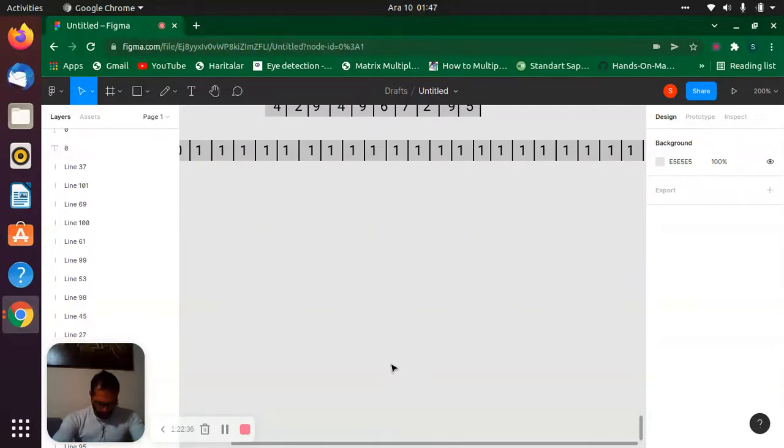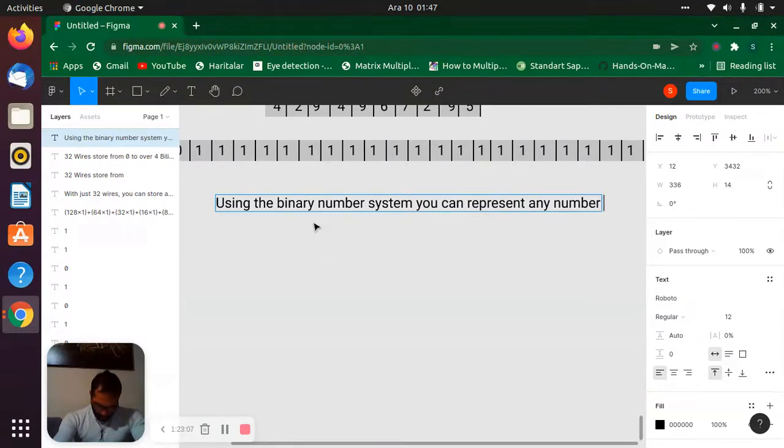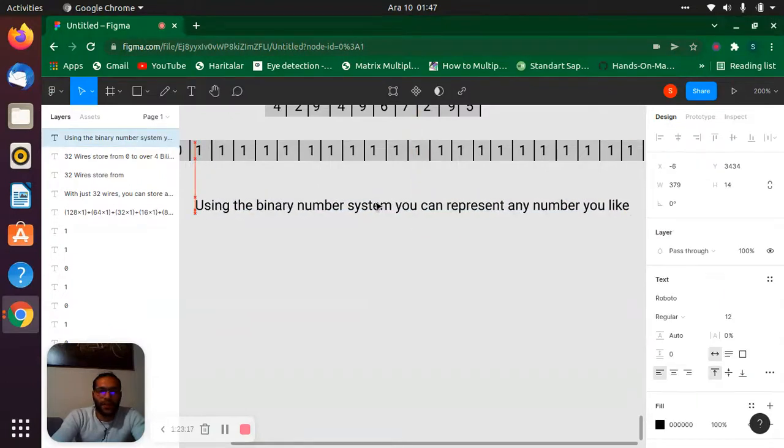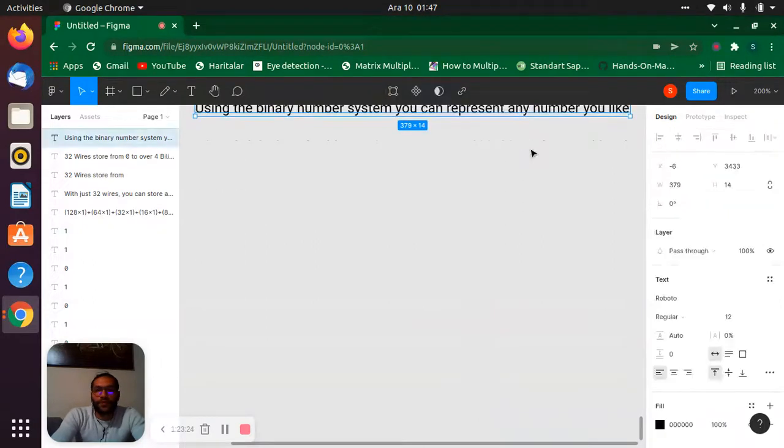And now what I want to do, using the binary number system, you can represent any number. You can represent any number you like. Yeah, really. You can do 3 billion, 4 billion. Those are some options. So you can do it really if you want. It's for you. Can be good for Anderson, but not important.